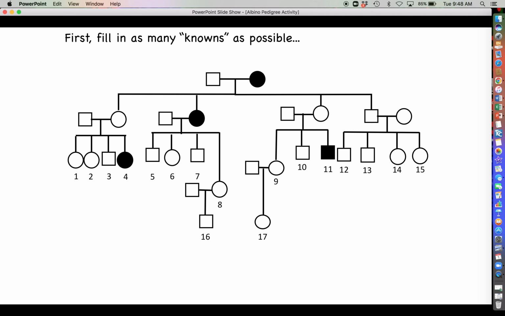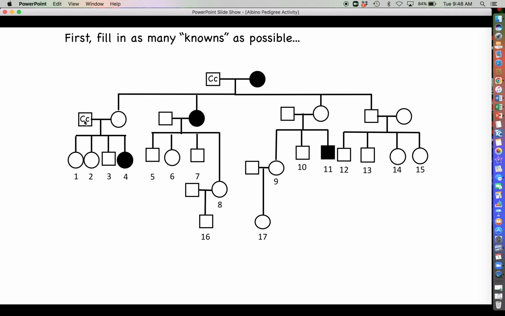As we said, any of the individuals that are not shaded in can technically be either capital C capital C or capital C little c. But there are some important inferences that we can make. First, we can infer that this man right here that marries this albino woman must be a heterozygote, because if you look at their 4 children, they produce one child who is an albino. If this man were homozygous dominant, then it would not be possible for them to produce an albino child. The only way they could is if he is heterozygous.